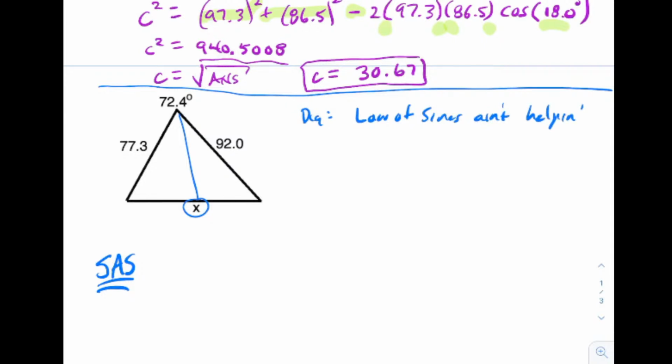The law of sines ain't helping here. You might say, well, wait a minute, we did the law of sines last time. It was so much fun. Let's do it again. Sine of 72.4 over x equals, right? Remember how you do the law of sines? You take the angle and the opposite side. You say the sine of this over this, and start setting up a proportion. Sine of 72.4 over x equals.